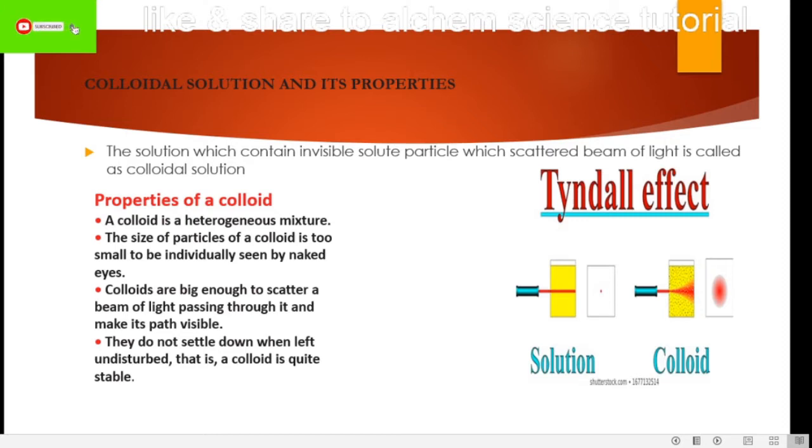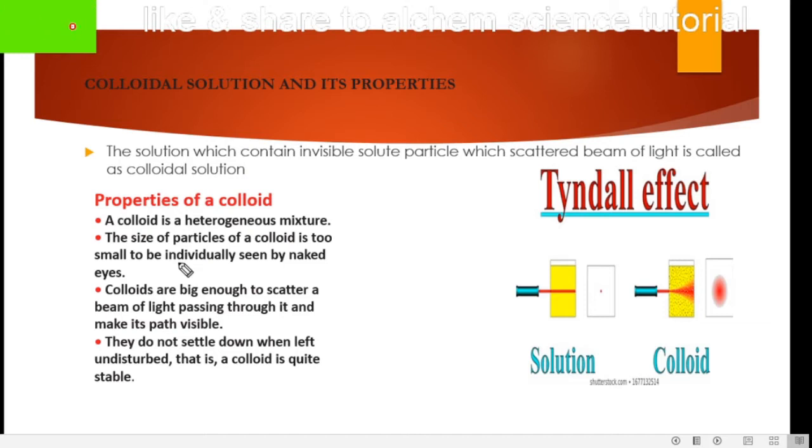Right now I will tell you what is meant by the Tyndall effect. So this is all about the definition of colloidal solution. Now we will study the properties of colloidal solution, and then I will show you how you can identify a colloidal solution. First of all, you will see the properties. We have to study three or four properties.